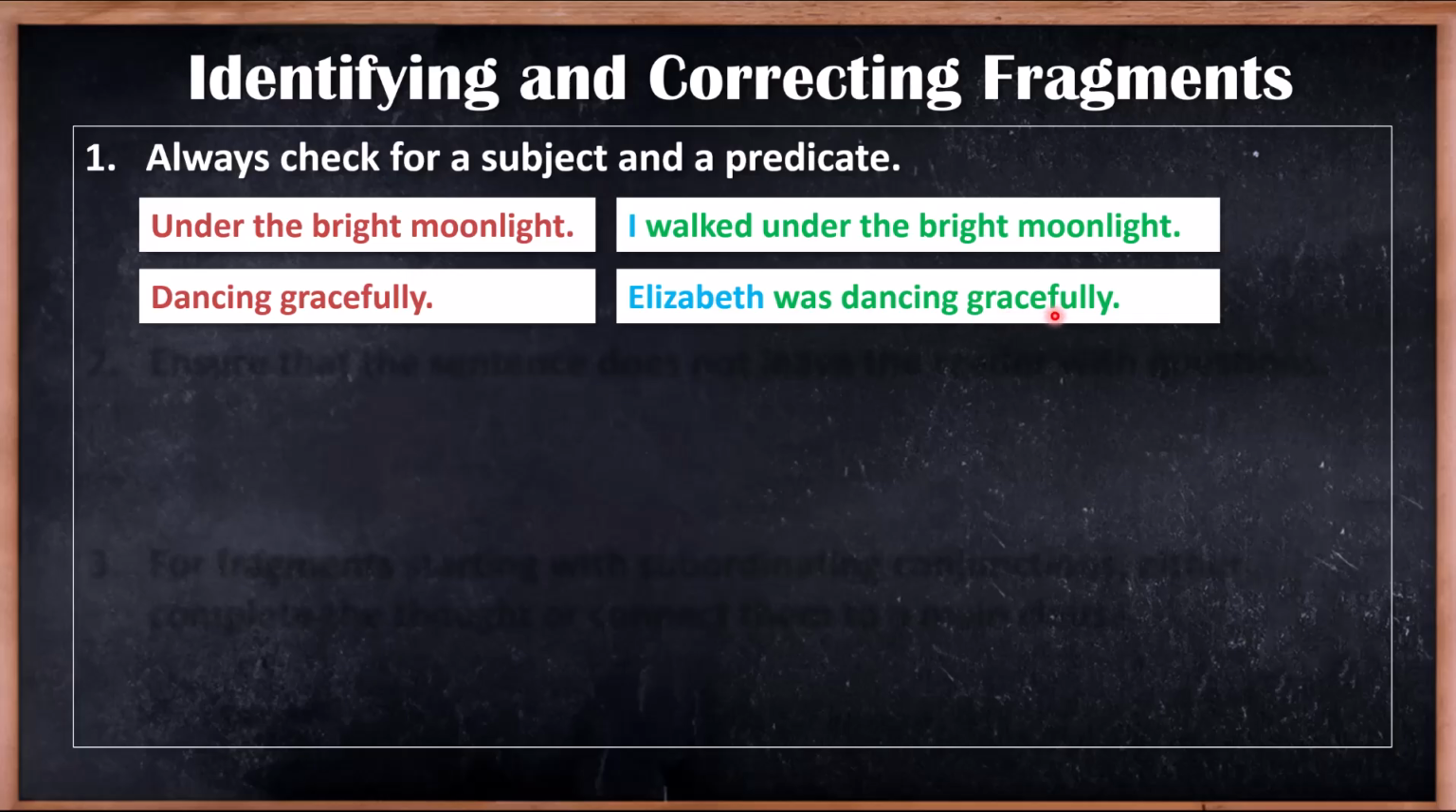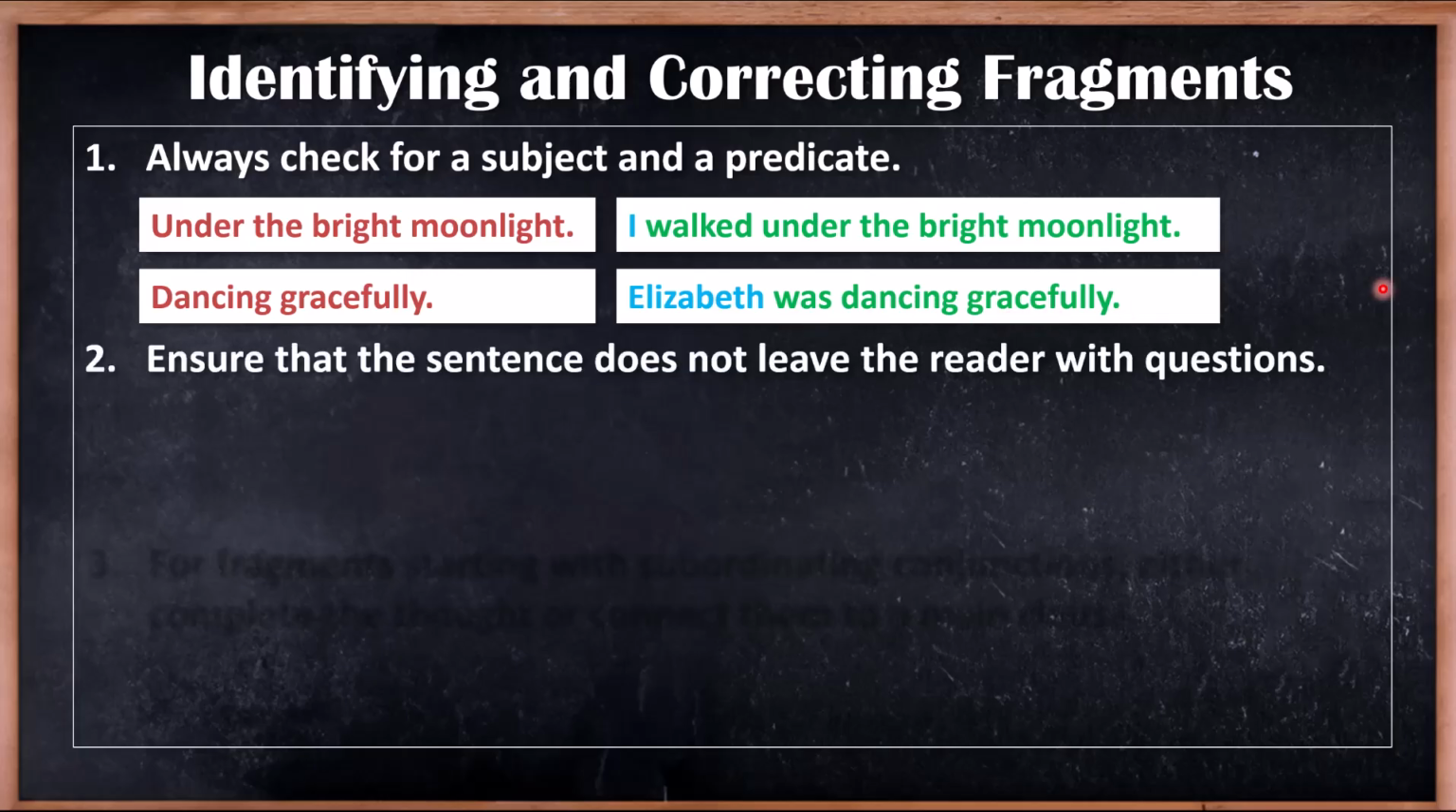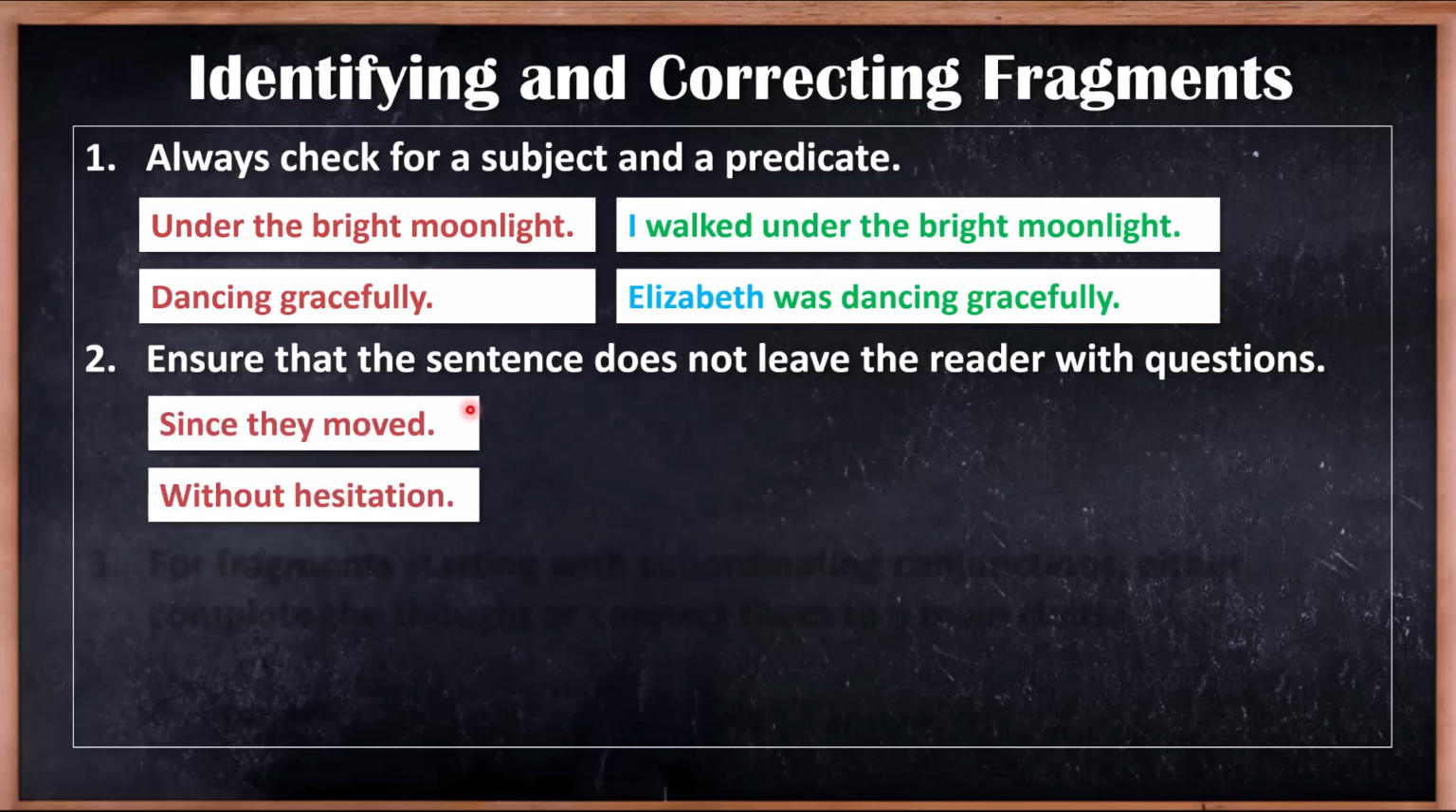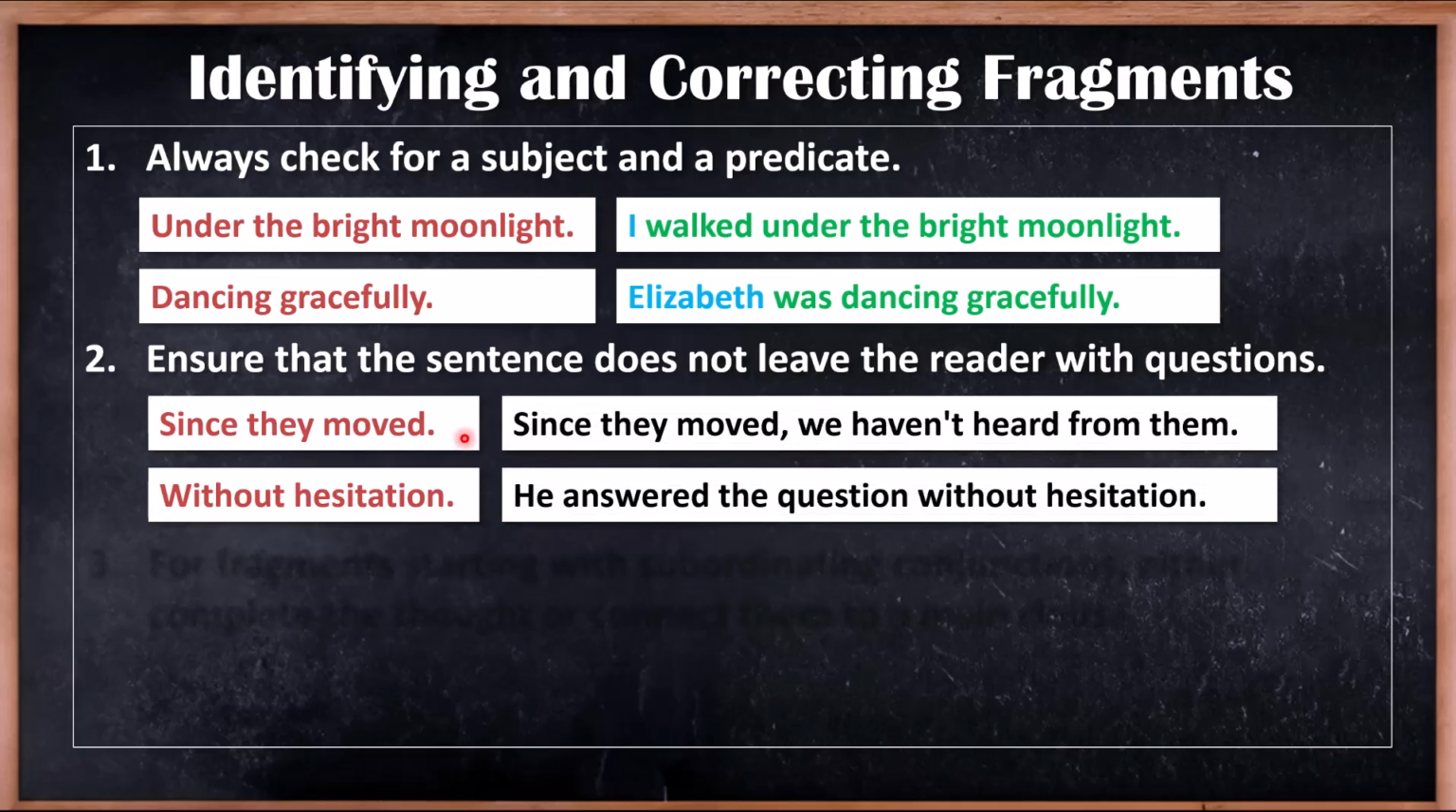"Elizabeth was dancing gracefully." The second way to identify and correct fragments is to ensure that the sentence does not leave the reader with questions. For example, "Since they moved." "Without hesitation." In both of these fragments, I'm confused. I need more information. "Since they moved, we haven't heard from them." "He answered the question without hesitation." Okay, these are complete sentences now.